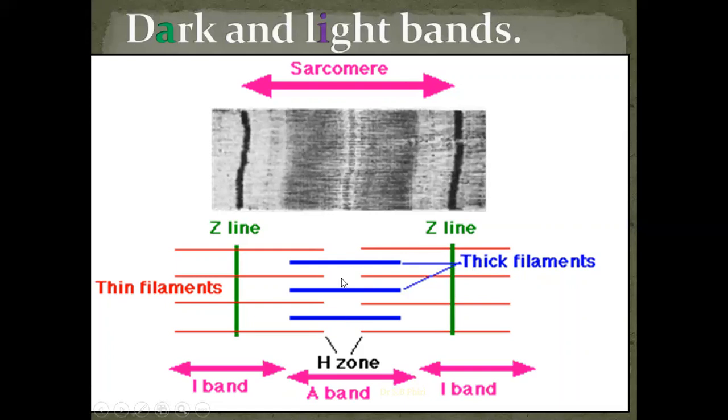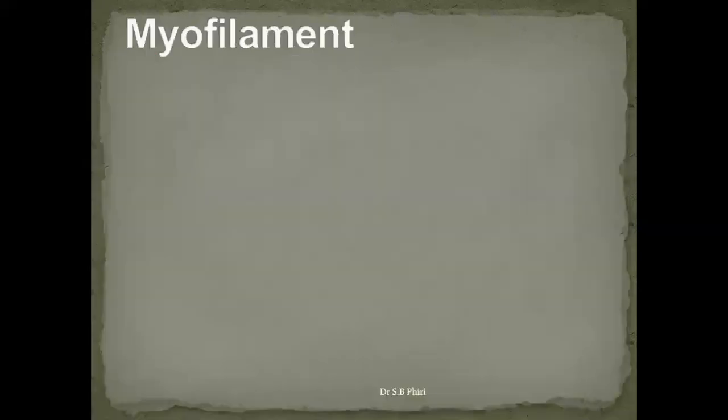So in terms of sarcomere contraction, the Z lines will be pulled towards the M line. So there will be shortening of the entire sarcomere. So the muscle fiber is going to shorten. So this is just the basic unit of a muscle. It's called a sarcomere.